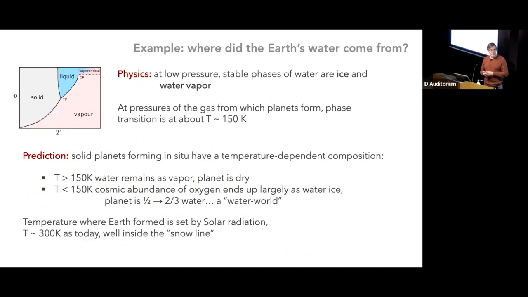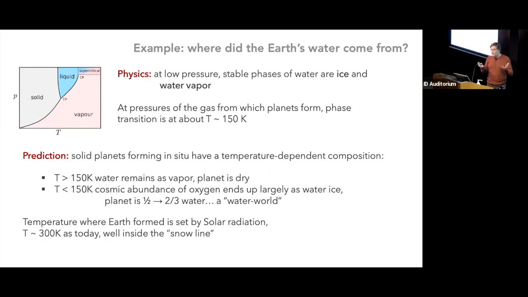There's just one piece of physics or chemistry that we have to think about here, which is that if we go to low pressure environments, the stable phase of water is not liquid water, it's ice or water vapor. It's solid or gas. In the environments in which planets form, which I'll discuss a little bit later, the temperature which separates solid ice from water vapor is about 150 K or 170 K or something like that. It's really pretty cold. So if you think about that, you can make a simple prediction.